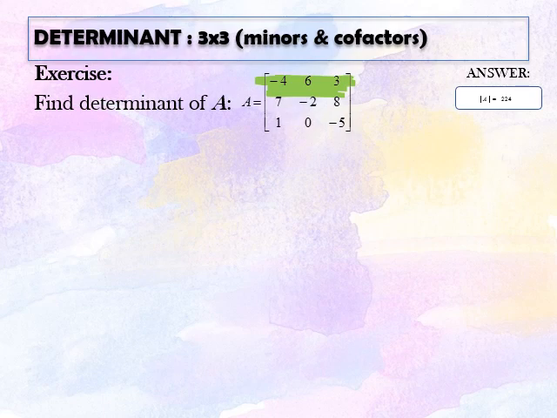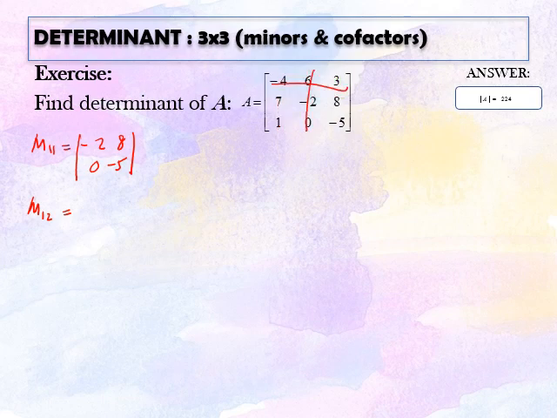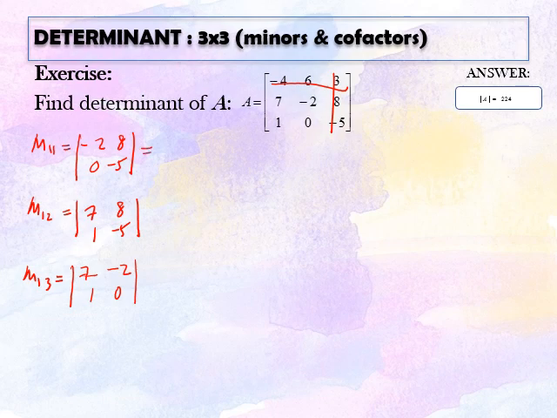Okay, so I find M11. So M11 is this one, -2, 8, 0, -5. M12, this one, 7, 8, 1, -5. M13, okay, row 1, column 3. So it will be 7, -2, 1, and 0. So now you find what is the value of m.